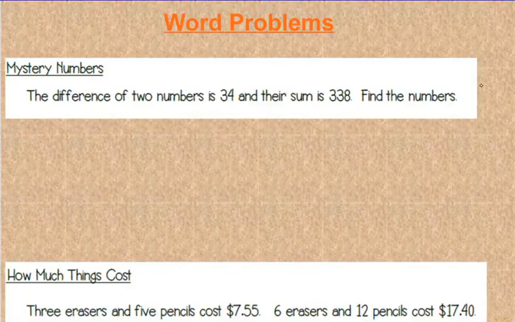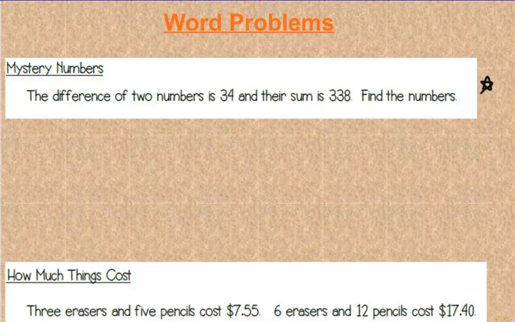So why don't you take a look at this one word problem. It's in your word problem packet, probably. Write the two equations that would work. It says the difference of two numbers is 34. Remember, the difference is subtraction. And their sum is 338, so that would be addition. And we're going to find the numbers eventually.